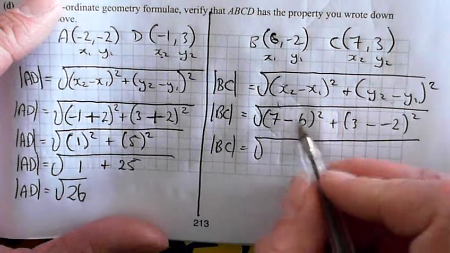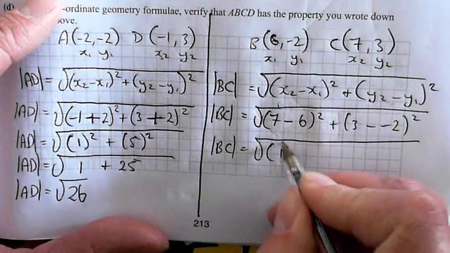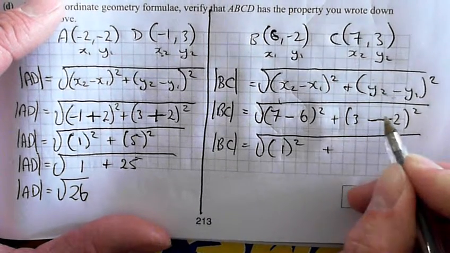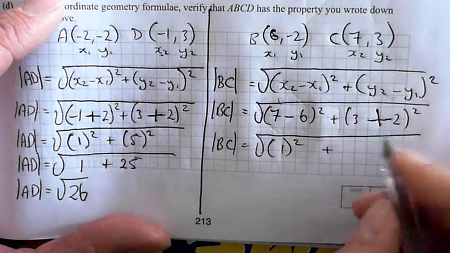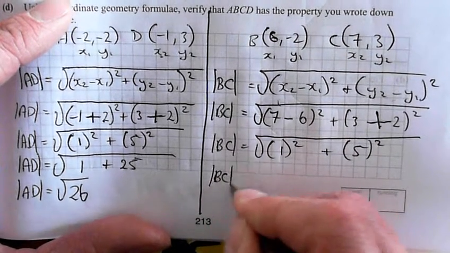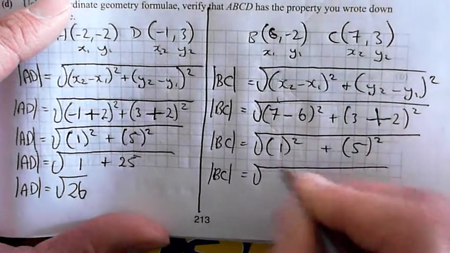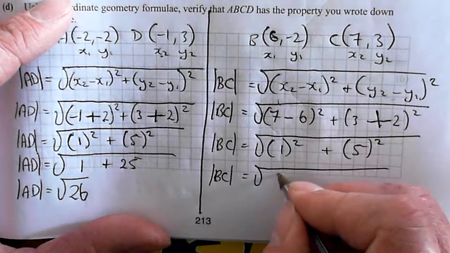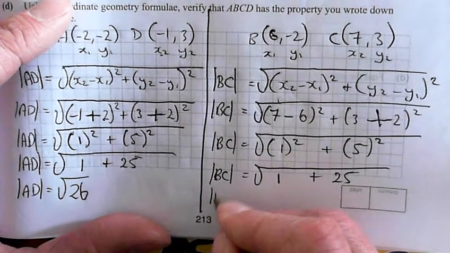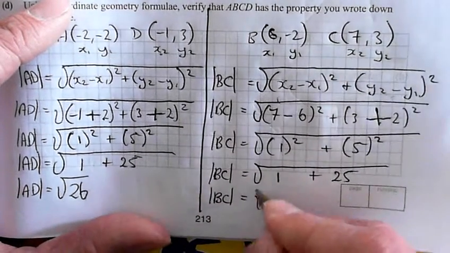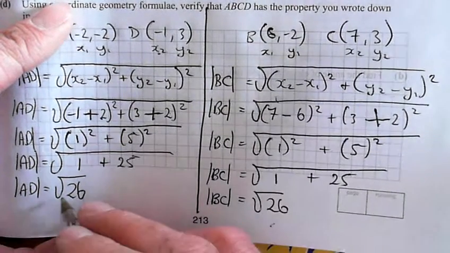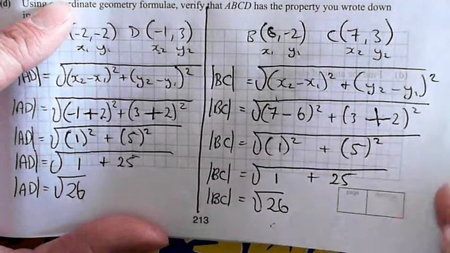Alright, so we'll do 7 minus 6 in the bracket, which is 1. And the bracket on the right, a minus times a minus gives you a plus. 3 plus 2 is 5. So BC is equal to the square root of 1 squared, which is 1 times 1 is 1, and 5 squared, which is 5 times 5 is 25. BC is equal to square root 26. Now both sides are equal in length. So AD is equal in length to BC.